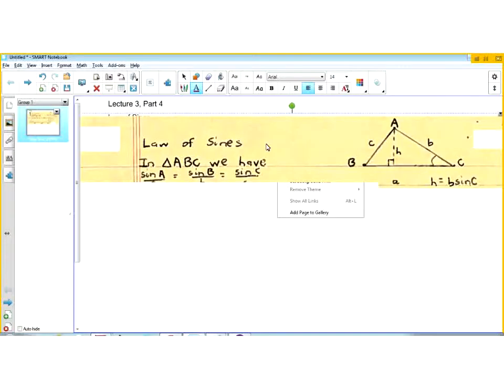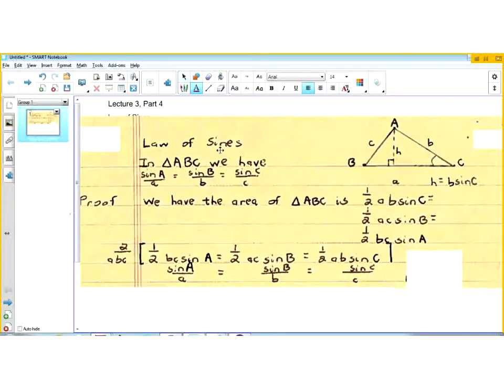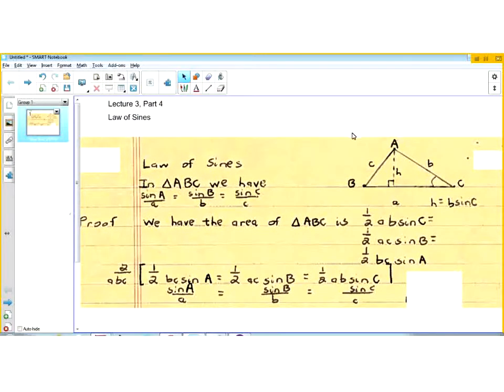So consider this illustration of the triangle I have drawn here. I've labeled the angles with uppercase letters and the lengths of the sides of the triangle with lowercase letters. And I've shown the altitude, the height of the triangle. And so we have this illustration.